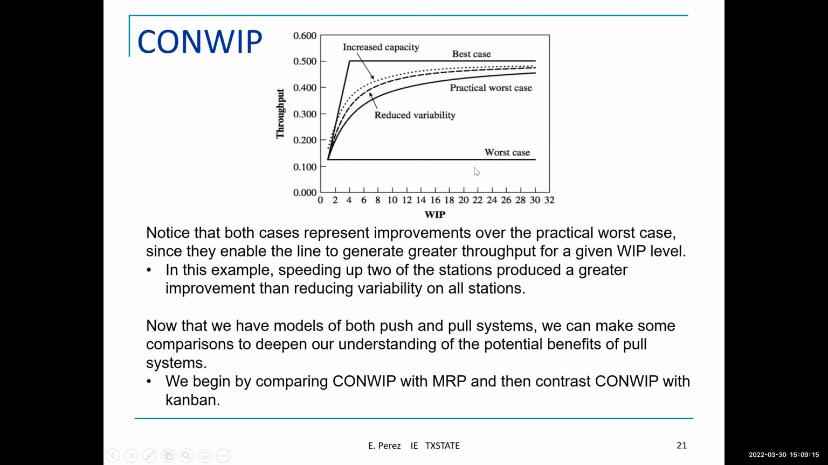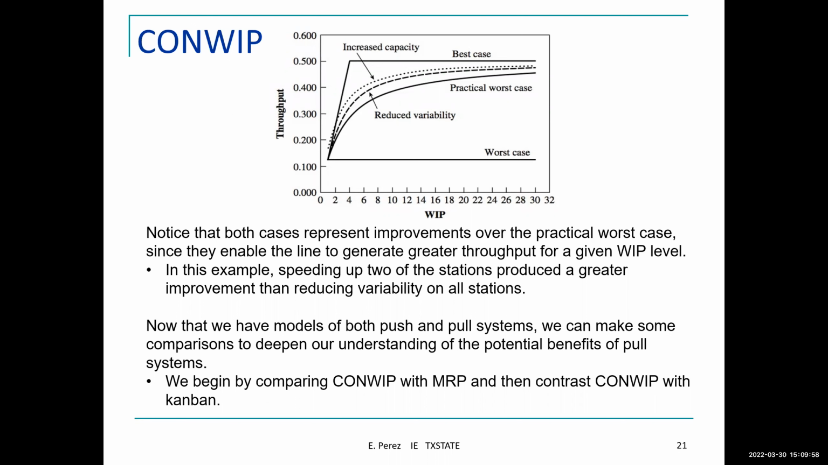So this is the resulting figure. We have the practical worst case, the best case, and also the increased capacity and the reduced variability cases. Notice that both cases represent improvement over the practical worst case. The reduced variability and the increased capacity are both better than the practical worst case, since they enable the line to generate greater throughput for a given WIP level. In this example, speeding up 2 of the stations produces a greater improvement than reducing the variability on all stations.